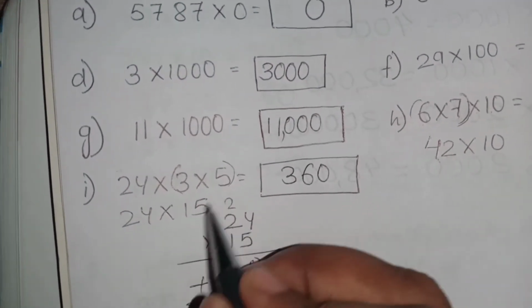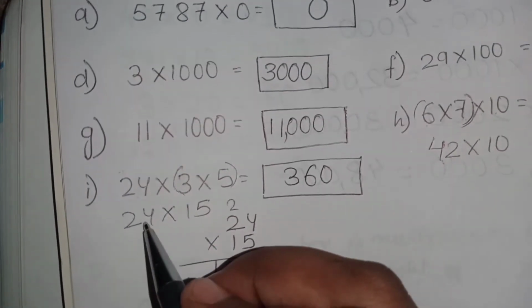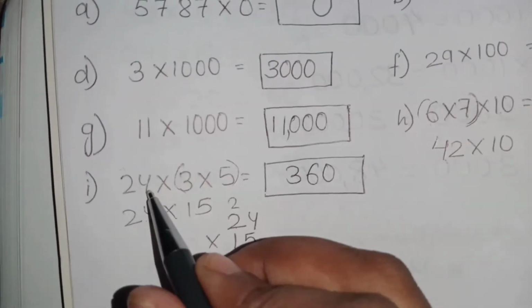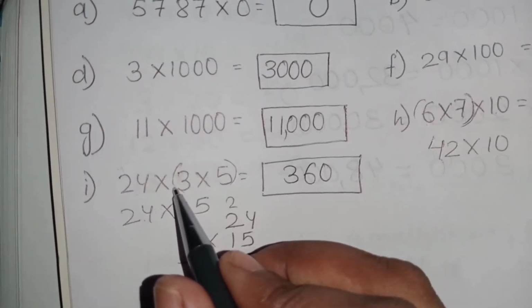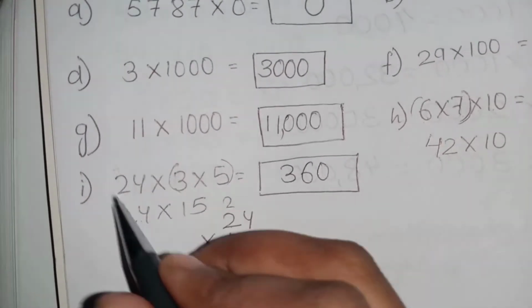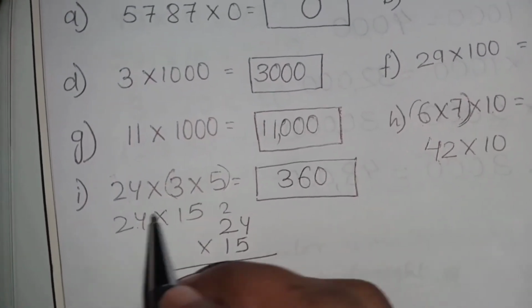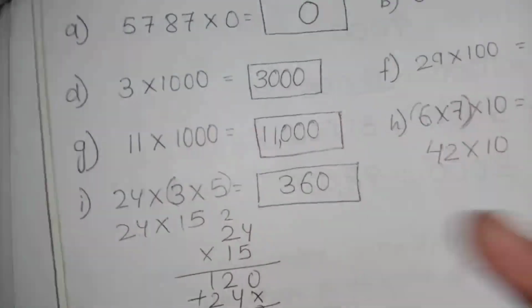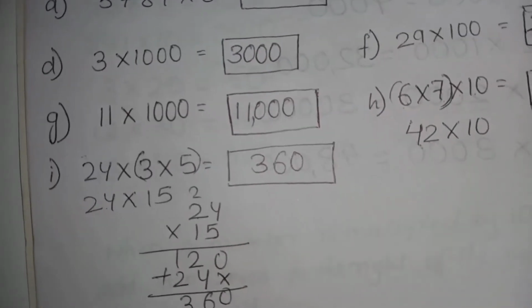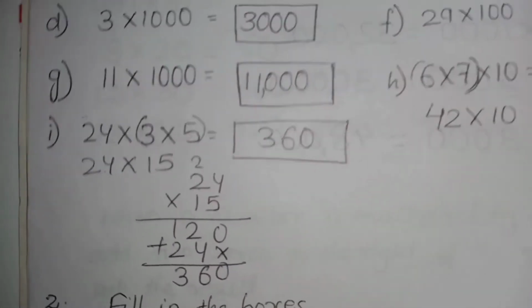Okay, what I have done first? 3 into 5 is 15. 15 into 24 I have done. So here you can multiply 24 into 3 also first. Then whatever you get, you can multiply by 5. Whatever you wish, you can do in any order. The answer you will get is the same, the product you will get is the same. Now let's do question number 2.